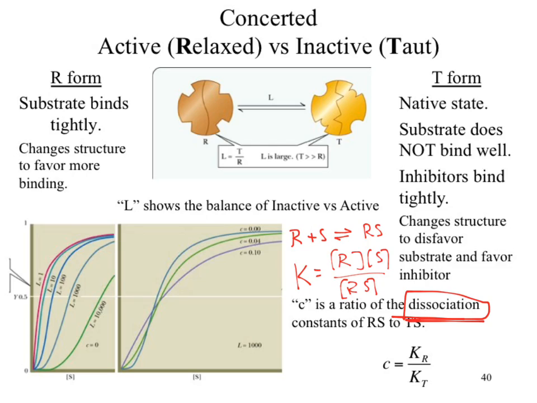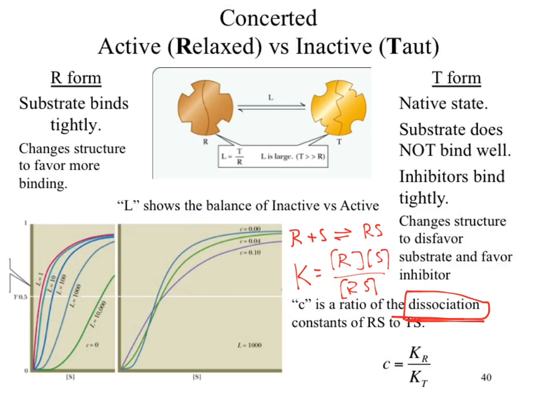So the larger that K value, what does that mean? The more dissociation there is. The more dissociated it is. Okay? So if we're now comparing Kr to Kt, R, we said, has a higher affinity for the substrate. If it has a higher affinity, what's its dissociation? Lower. Its dissociation value will be lower. So in all cases, when we're looking at our C, Kt will be massive, so Kt's big, and Kr will be small, because it's not dissociating.